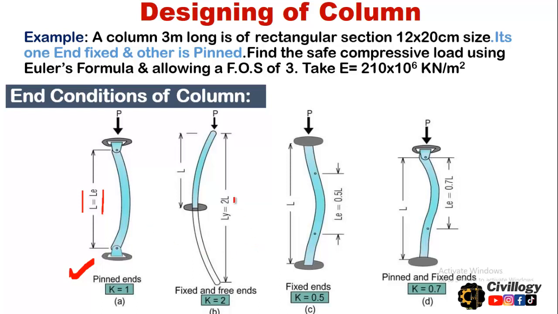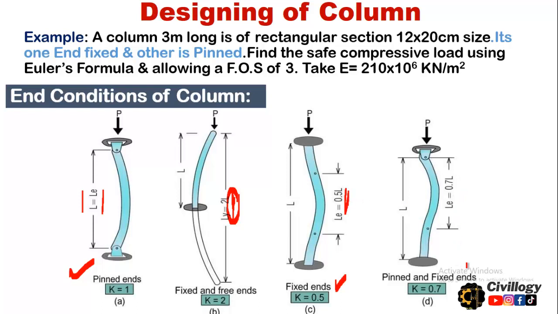And if one end is fixed and the other end is free, then the equivalent length is equal to 2 times the actual length. And if both ends are fixed, then the effective length is equal to half times its actual length.